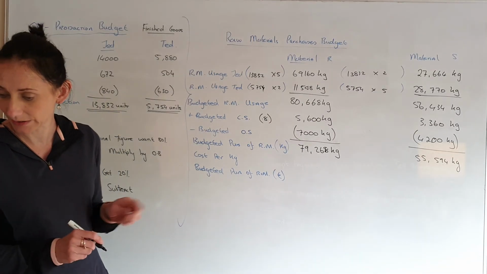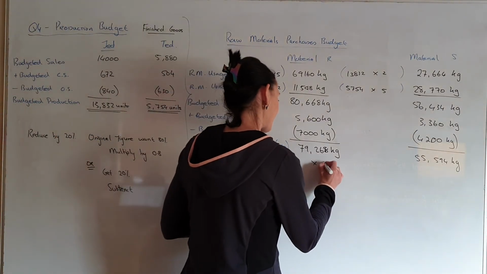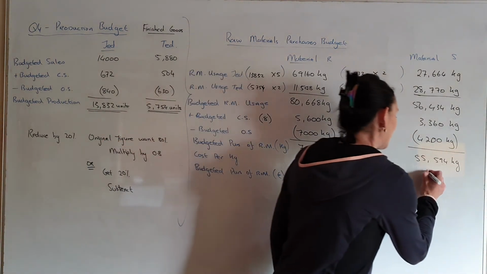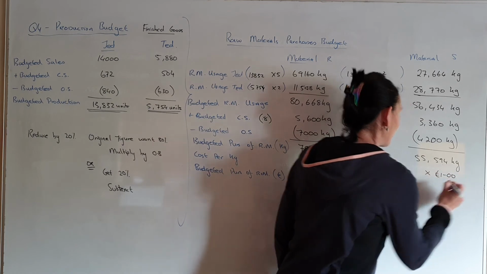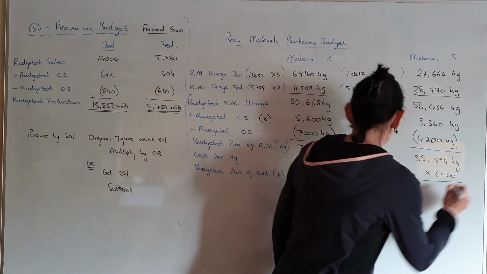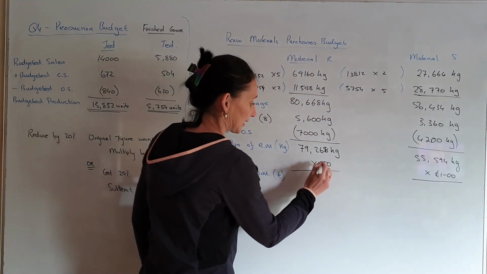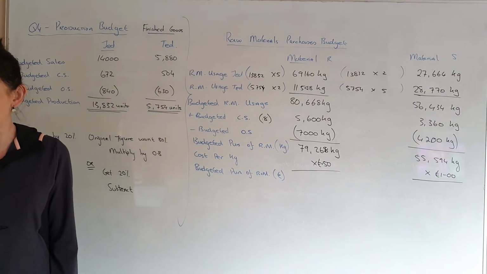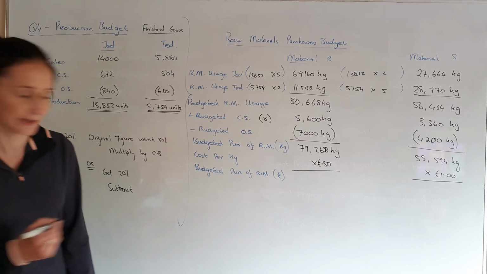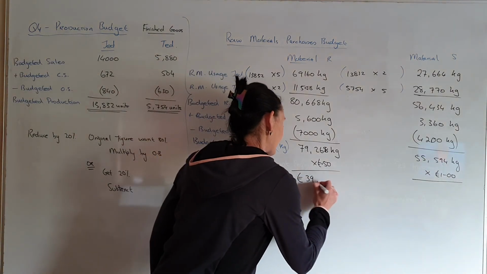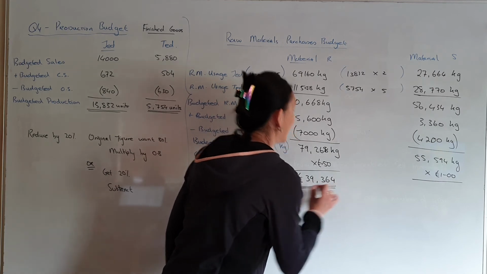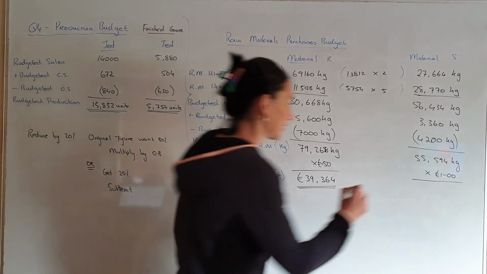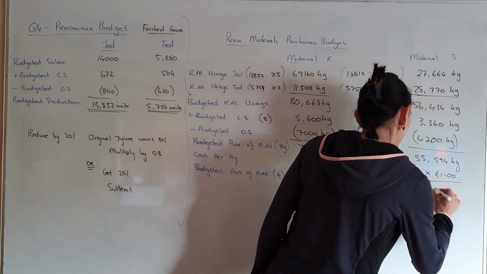So you're going to multiply this by 50 cents. As 50 cents, or put in 0.5 of a euro. Okay, make sure you know what unit you're working with. Now, I'm actually going to take away the cent. I put it in as 0.5 of a euro. Okay, so just be careful that you know which one you're working with. So that's going to give you 39,364 would be the cost of buying material ore, and the cost of buying material S is 55,594.